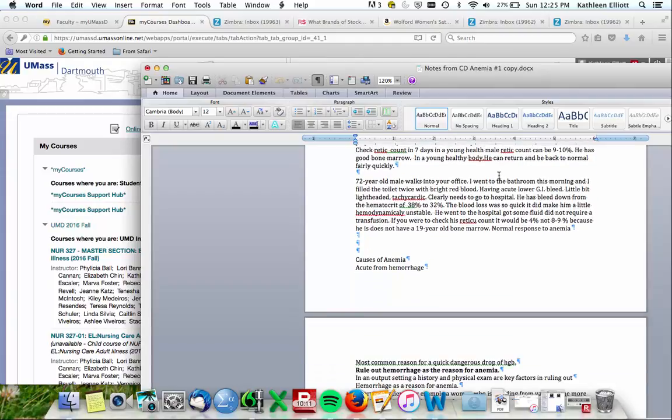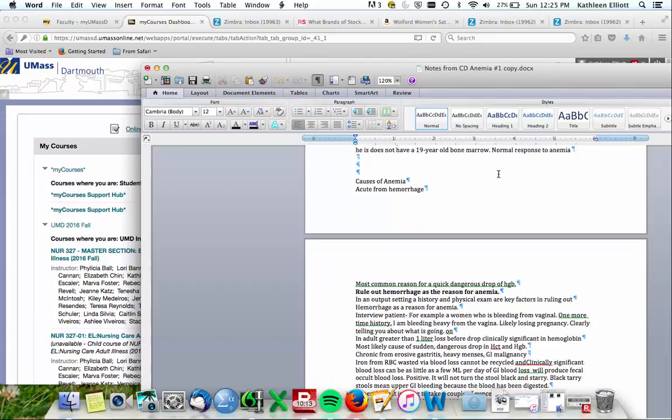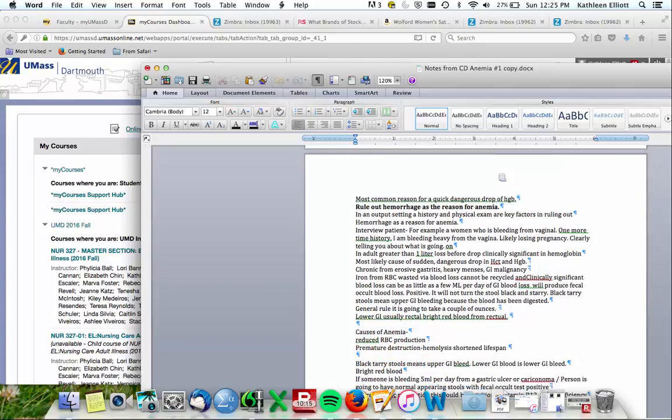Causes of anemia: acute hemorrhage. It is the most common reason for a quick, dangerous drop of hemoglobin. You want to make sure you rule out hemorrhage as a reason for anemia. In an outpatient setting, a history and physical exam are key factors in ruling out hemorrhage as a reason for anemia. You want to interview the patient.